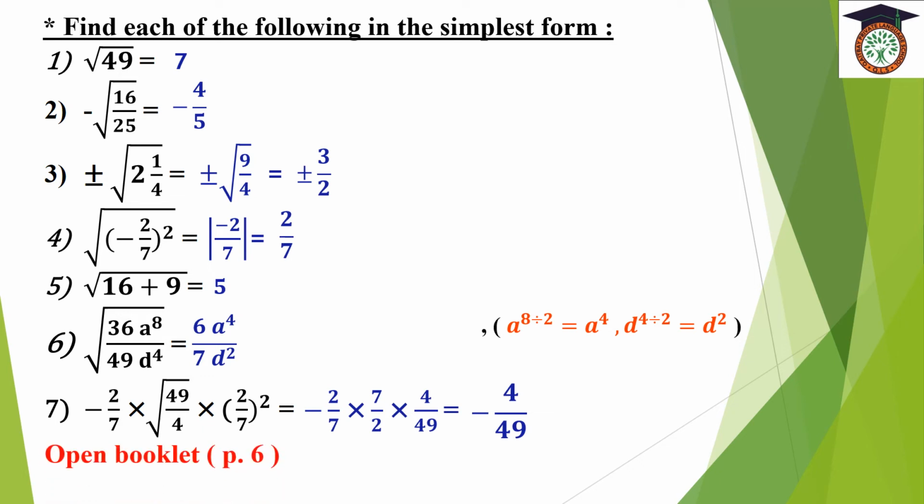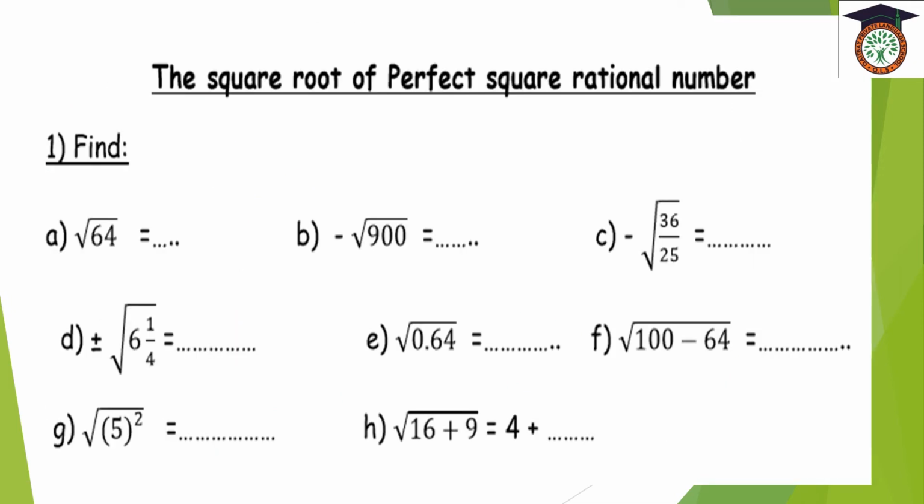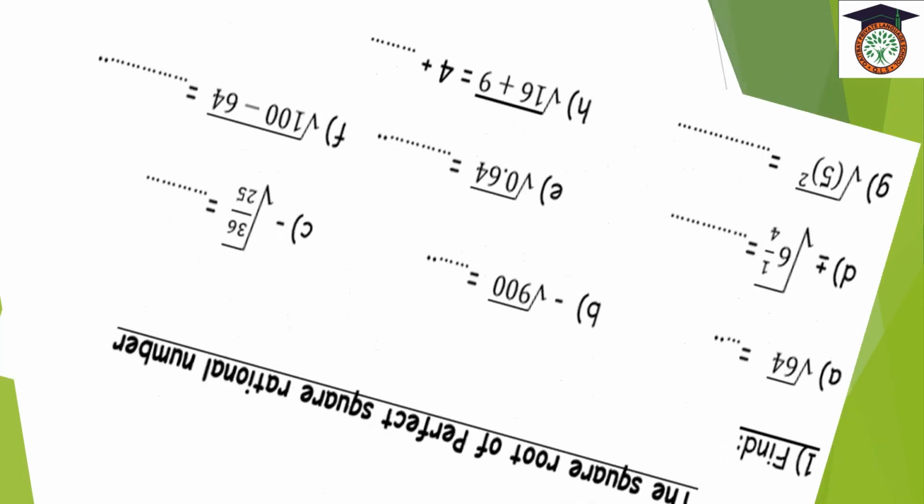Now, open your booklet page 6. The square root of perfect square rational numbers. Question number 1. Find letter A, the square root of 64. We know that 64 equals 8 times 8. So the square root of 64 will be 8.